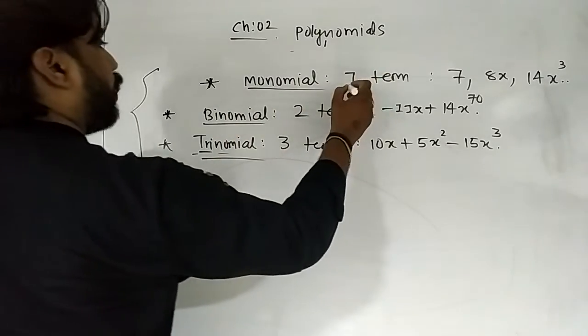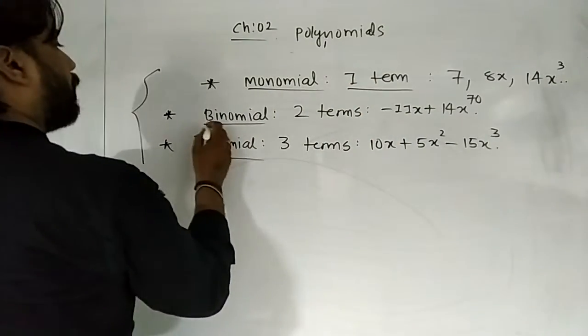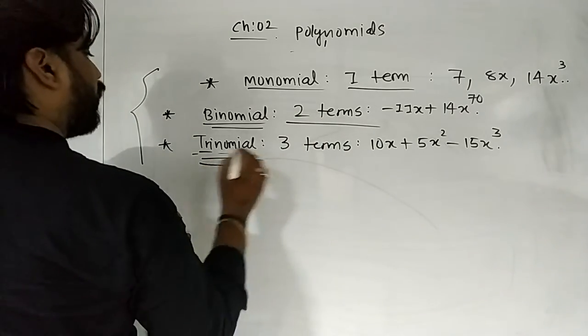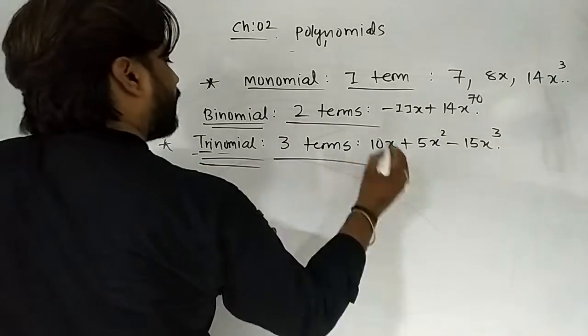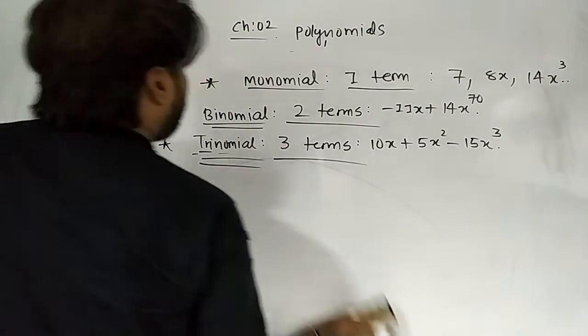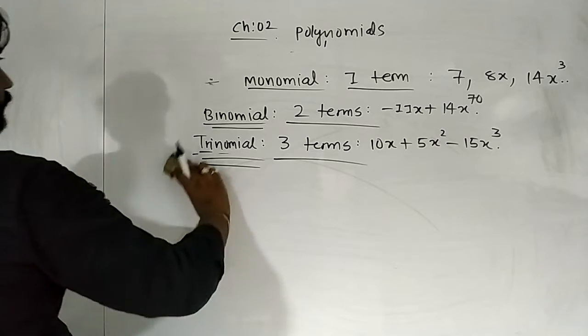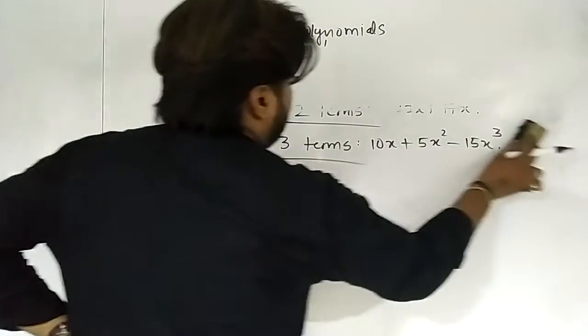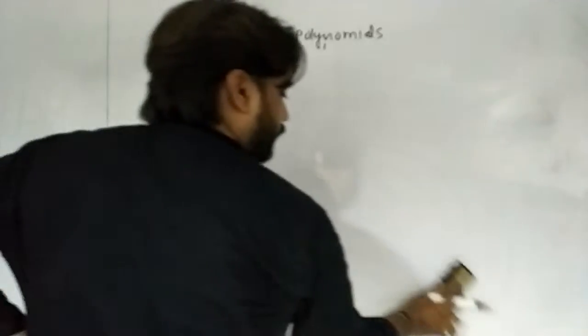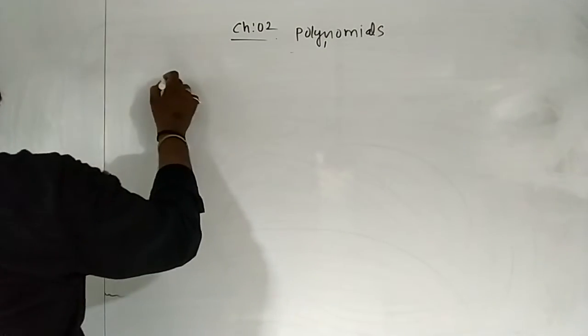So monomial, binomial and trinomial. Monomial means polynomial having one term. Binomial means polynomial having two terms. Trinomial means polynomial having three terms. Okay. After that, we have learned what? Linear polynomial, quadratic polynomial and cubic polynomial. Right?